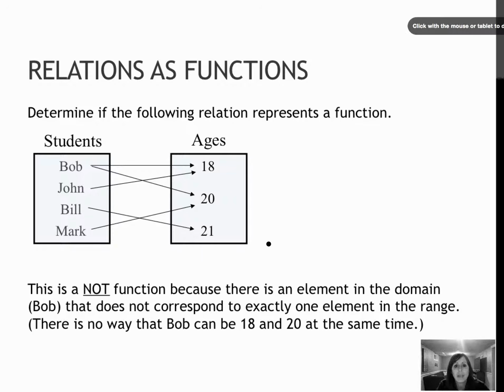On our next example, it really wouldn't make sense, but Bob is simultaneously 18 and 20. So Bob cannot be matched to two different ages. So this is not a function. Even though John is only one age and Bill is only one age and Mark is only one age, this is not a function because Bob is having some serious issues and is both 18 and 20.